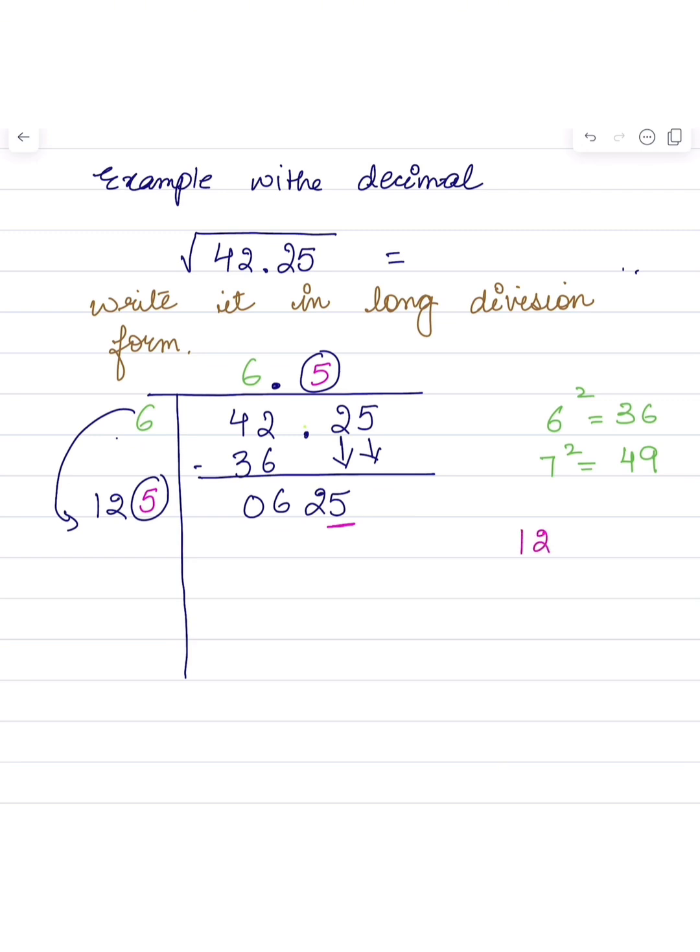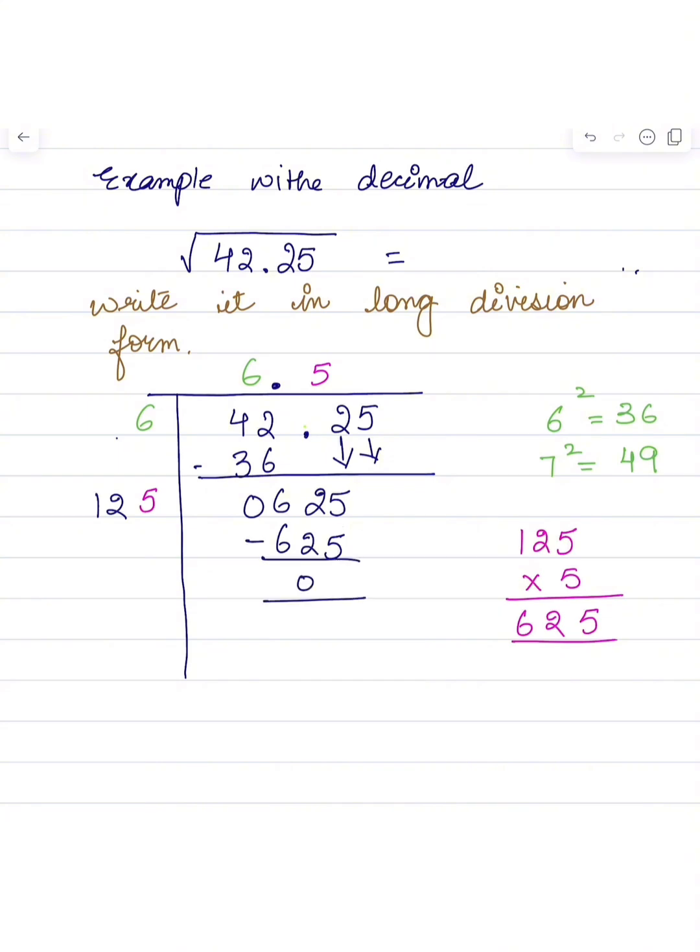So 125 times 5 will give me 625. And I can say that 6.5 would be my answer. So the square root of 42.25 would be 6.5. Okay, so I like a different way of doing this long division square root for decimals. I like this method much better.